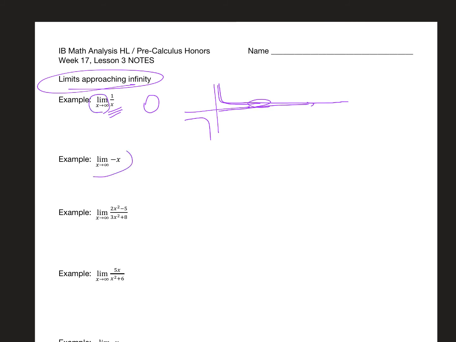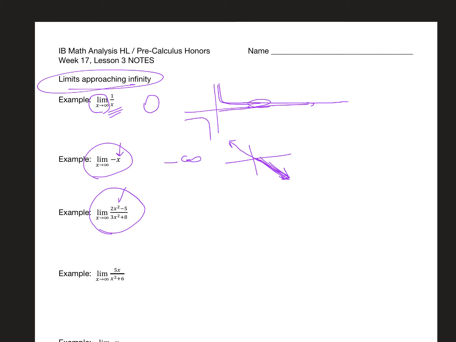On this one, as we keep letting really, really big numbers go into this function, it's just going to equal that really big number, but negative. On the picture, it's a line with a negative slope of 1. As we keep going towards the right along this line, it keeps going further and further down to negative infinity.